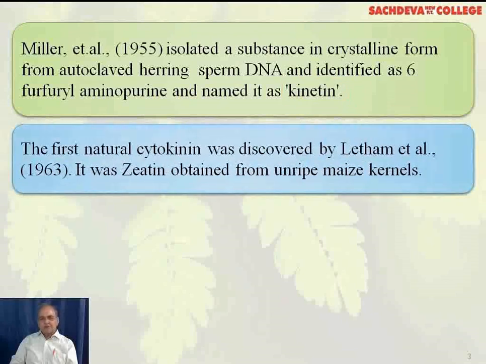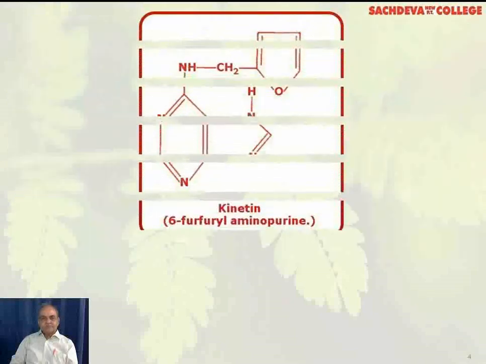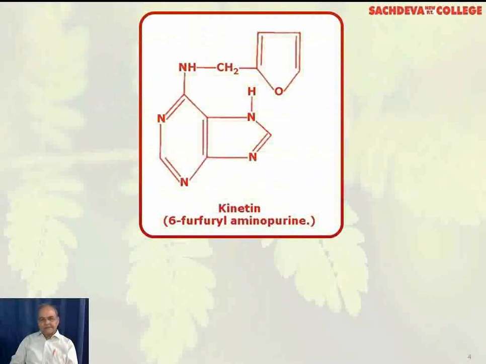The first natural cytokinin was discovered by Letham et al. in 1963 and he named it zeatin. It was isolated from unripe maize kernels. About 18 cytokinins have been discovered, for example, dihydrozeatin, benzyl adenine, etc. This is the 6-furfuryl aminopurine.